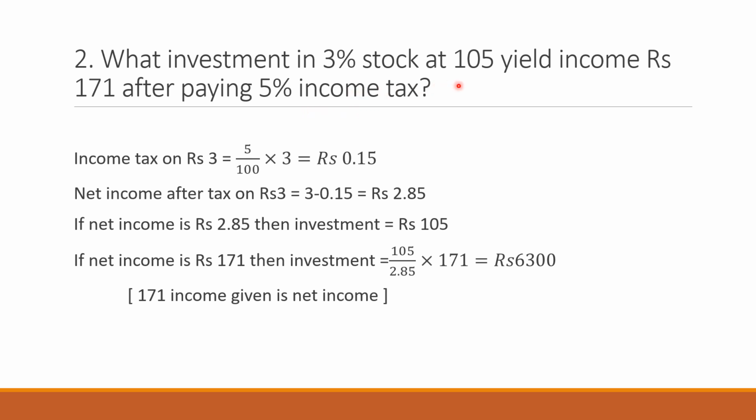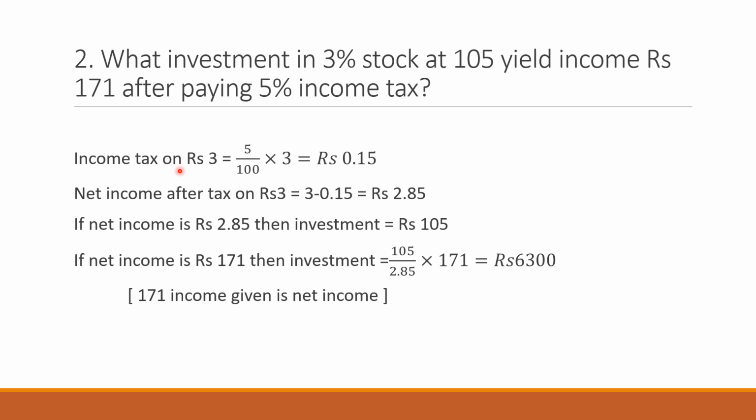So you are purchasing the 100 stock at 105. You have to calculate what investment is required on this particular stock to get income of 171, and this 171 income is calculated after paying the income tax of 5%. So in such types of questions, first of all we will calculate the net income. They have given you 3 is the income on 105, because you have spent 105, right? So on 100 rupees face value stock, you are getting income 3.